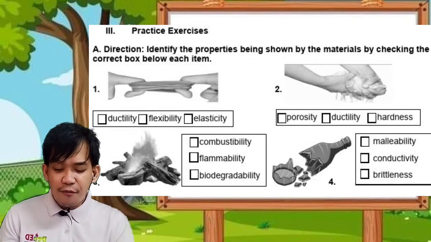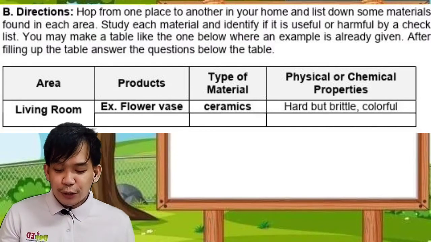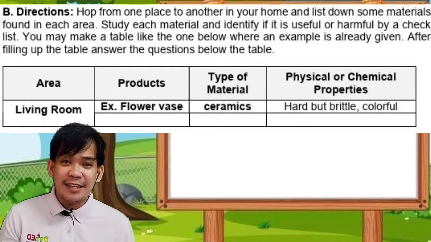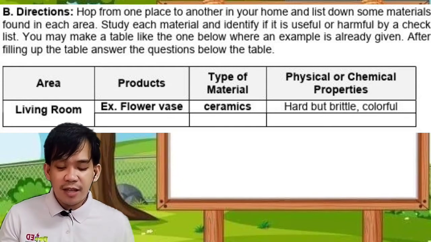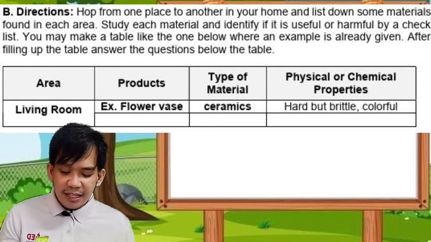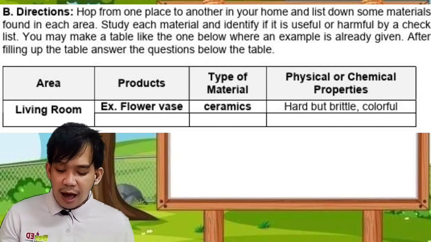Alright, let us now have letter B. So, for letter B, you're going to have a tour in your house. So, sa bahay lang muna kayo, sa loob ng bahay nyo, or sa paligid ng bahay. Based from the direction, hop from one place to another in your home and list down some materials found in each area. Study each material and identify if it is useful or harmful by a checklist. You may make a table like the one below where an example is already given. After filling up the table, answer the questions below the table.